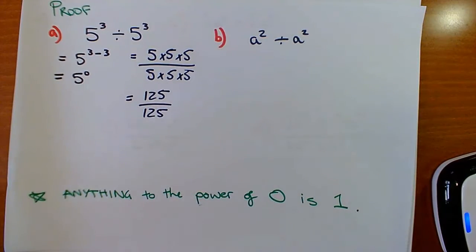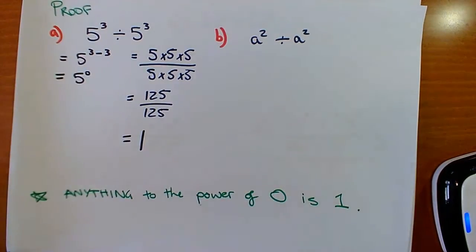If you have 125 parts out of 125 parts, it's just like saying 8 pieces of pizza. All 8 pieces are there. Therefore, you have 1 whole left over. Okay, so that's why it equals 1 whole.